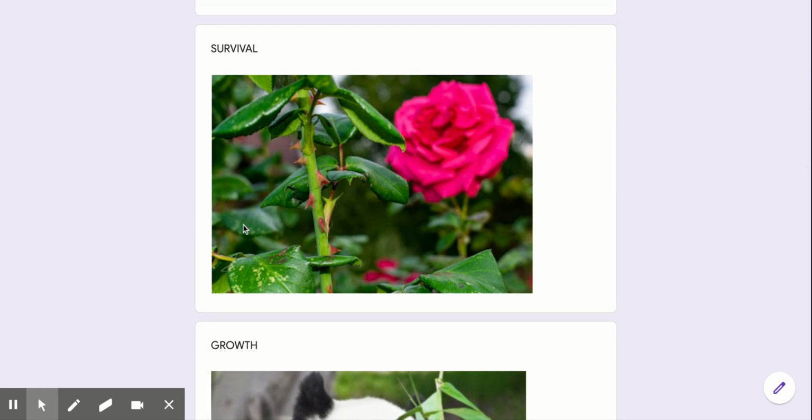Survival. Along with those threats in the environments, some living things have structures or body parts that help them to protect themselves from those threats, like the thorns of a plant.